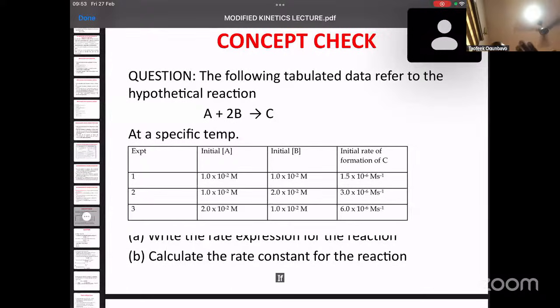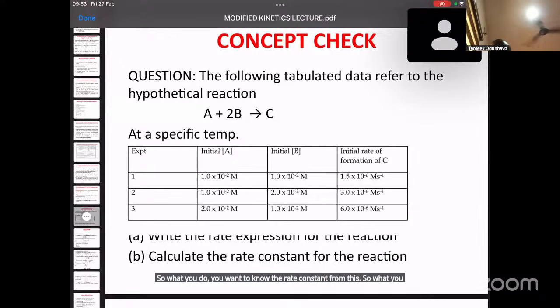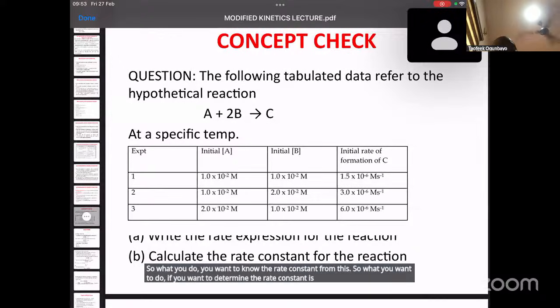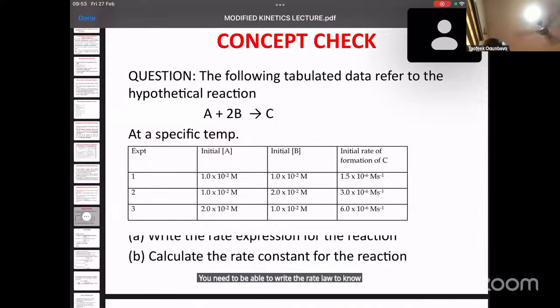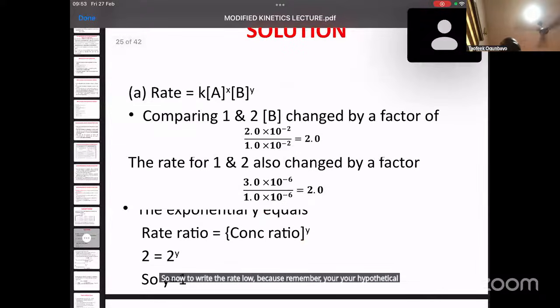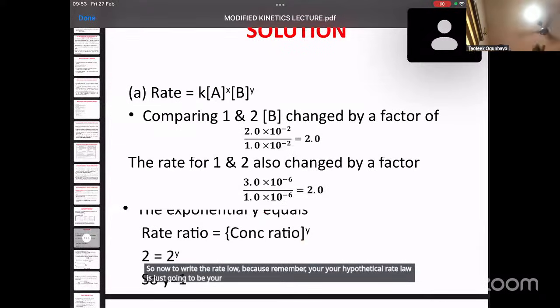Now, let me quickly explain. You want to know the rate constant from this. If you want to determine the rate constant, number one, you need to be able to write the rate law. Remember, your hypothetical rate law is just going to be rate is equal to k, [A] raised to power x, [B] raised to power y. What is your x? What is your y?